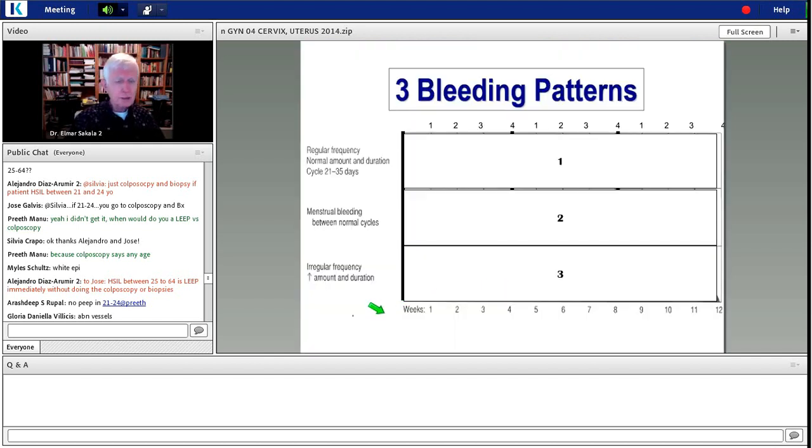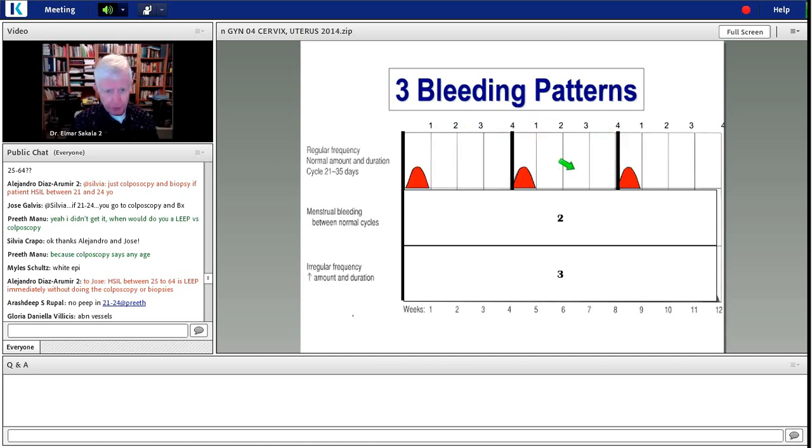All right, there's 3 kinds of bleeding patterns that I want to point out to you. And this is week 1, 2, 3, 4. This is the month 1, 2, 3, 4, the second month. Here we've got bleeding which occurs the first week. It is predictable in terms of duration, in terms of length, in terms of frequency. The red indicates that there is cramping associated with it.